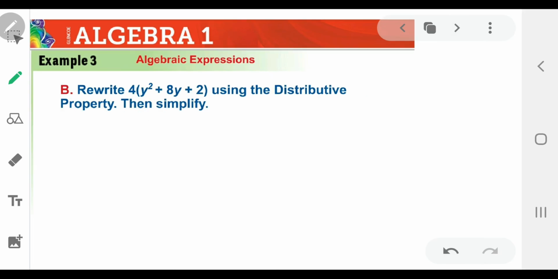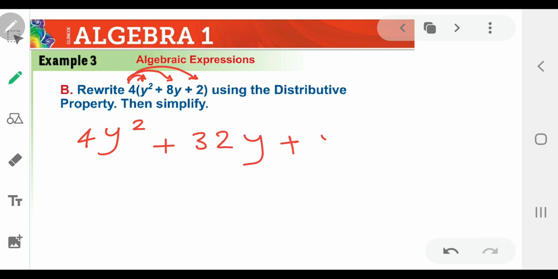Let's see the next one. Rewrite 4 times the sum of y squared plus 8y plus 2. Again, I'm using the same property, the distributive property. I will multiply this 4 by each term between the brackets. 4 times y squared is 4y squared. 4 times 8 is 32y. 4 times 2 is 8, and that's it.